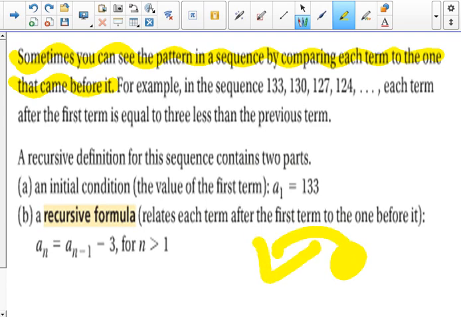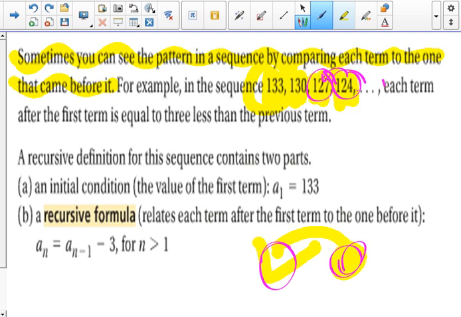For example, in this sequence, 133, 130, 127, 124, each term after the very first term of 133 is equal to 3 less than the previous. So to get this term, you have to look at the previous term. So to get this, you have to look there. What is it? 127 minus 3. So 127 minus 3 is 124. To get the next term, I have to look at the previous term, 124 minus 3, which would be 121.